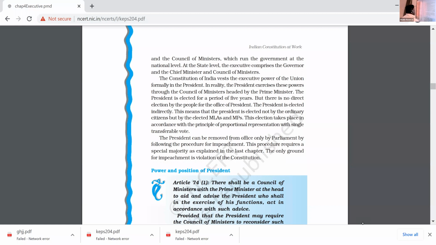Okay, so this procedure requires a special majority as explained in the last chapter. I already told you that a 2/3 majority is needed in the state legislature and even in the central legislature. The only ground of impeachment is a violation of the constitution. In India, if you want to take the president down or push him away from the power, he must have violated the constitution. Clear? If he is not violating it, there is no provision to make him away from the power. Understanding or not? Until and unless he violates the constitution, there is no provision to keep him away from the power.